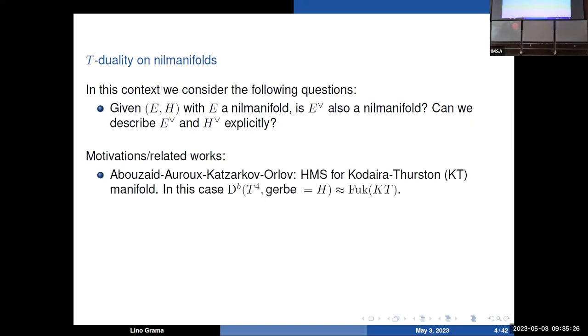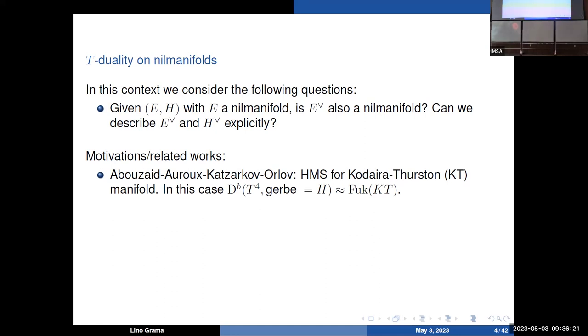The first motivation started in a discussion with Ludmil. He shared with me some ideas, mainly related to the work of Abouzaid, Auroux, Katzarkov, and others, who describe homological mirror symmetry for the Kodaira-Thurston manifold. They proved that the derived category of coherent sheaves on T4 twisted by a gerbe is equivalent to the Fukaya category of the Kodaira-Thurston manifold. And we would like to give some sense, maybe some differential geometric interpretation of this functor.